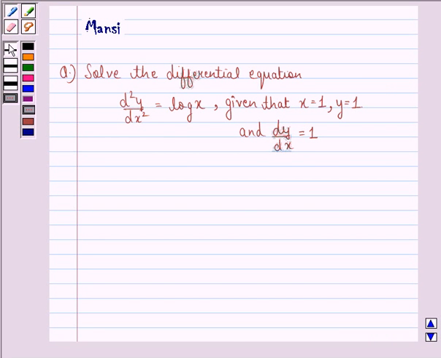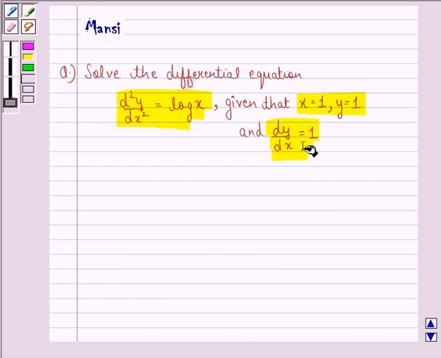Let's work out the following question. The question says, solve the differential equation d2y by dx2 is equal to log x, given that x is equal to 1, y equals 1 and dy by dx is equal to 1. So let us start with the solution to this question.